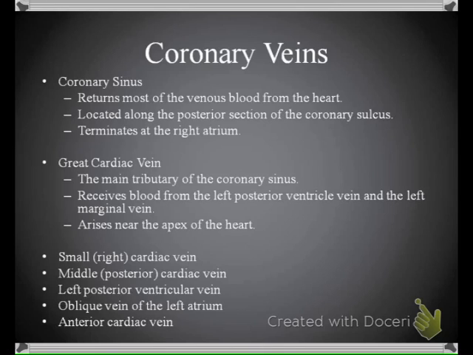We also have the small or the right cardiac vein, the middle or the posterior cardiac vein, the left posterior ventricular vein, the oblique vein of the left atrium, and the anterior cardiac vein. We won't worry so much about all of these smaller tributaries. We just worry about the coronary sinus and the great cardiac vein. So know both of these very well and what their function really is.